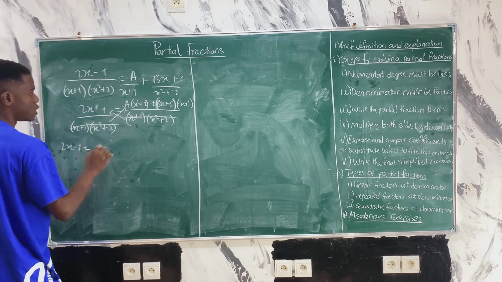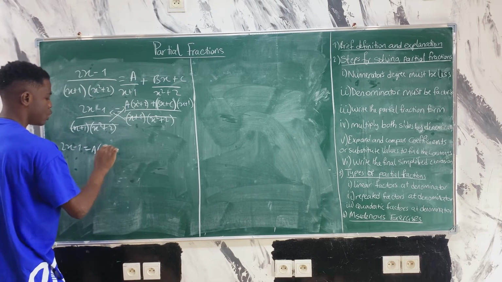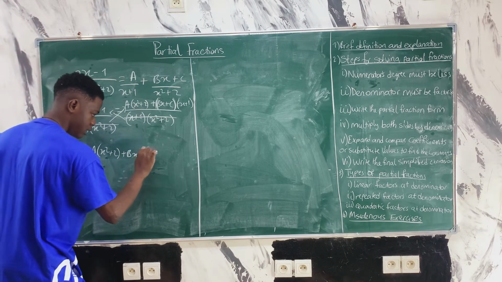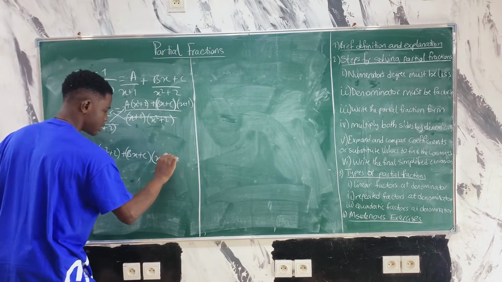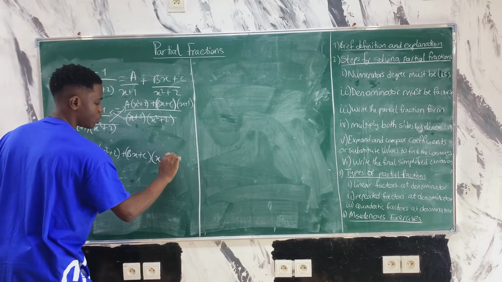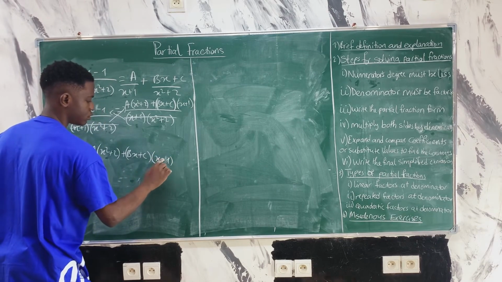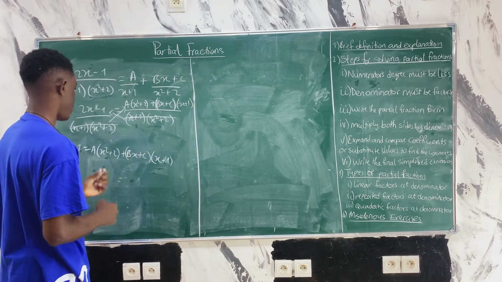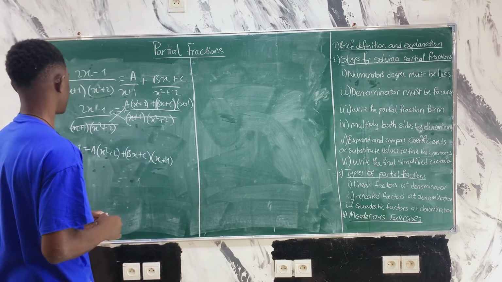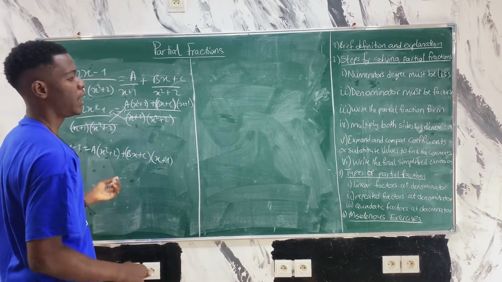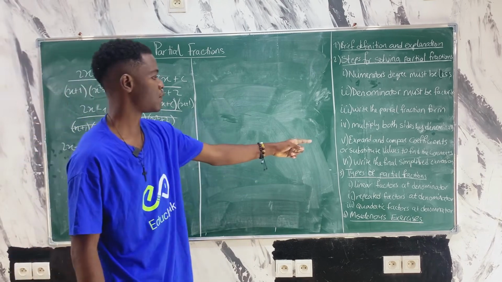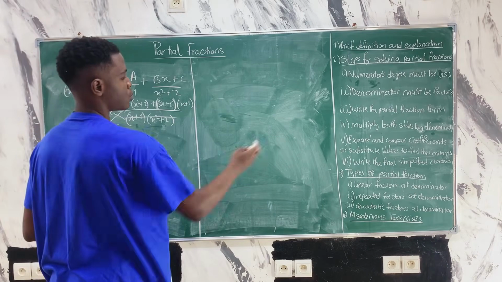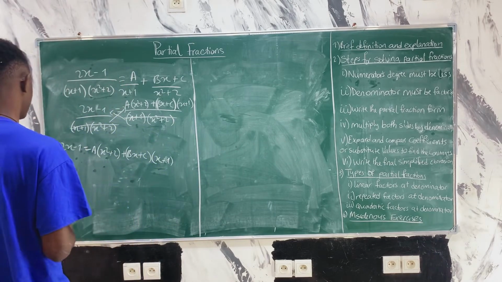I'll have 2x minus 1 is equal to a into x squared plus 2 plus bx plus c, without forgetting the bracket, into x plus 1. So when I have this, I can now choose to either expand the bracket, because that is the fifth step, expand and compare coefficients, or I can choose to substitute values to find the constants.